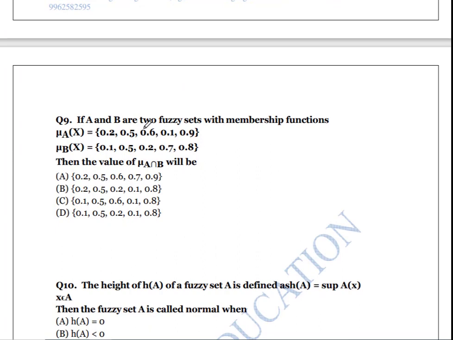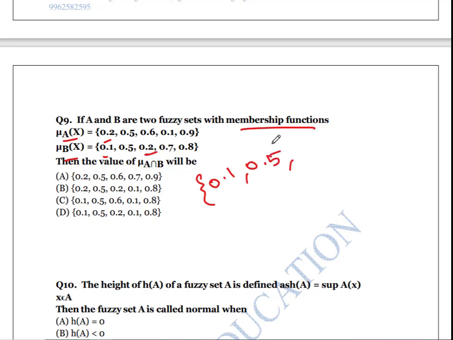The next one: if A and B are two fuzzy sets with membership functions mu A of x and mu B of x, then what is the value of mu A intersection B? For A intersection B, find the minimum value. So the minimum values are 0.2, 0.1, that is 0.1, then 0.5, then 0.2, 0.1 and 0.8 is the answer. This value is available in option D. So 0.1, 0.5, 0.2, 0.1 and 0.8.